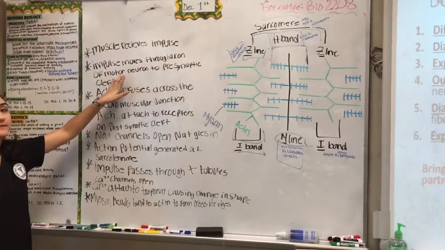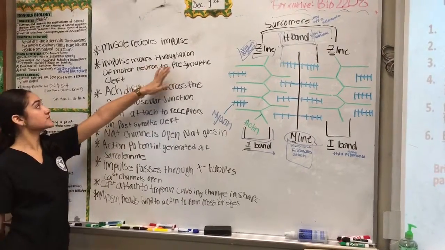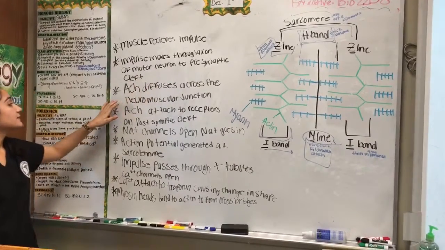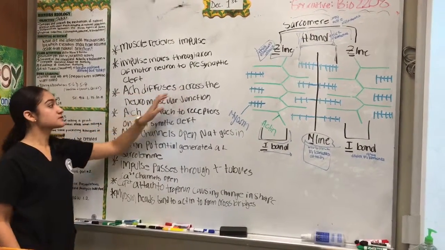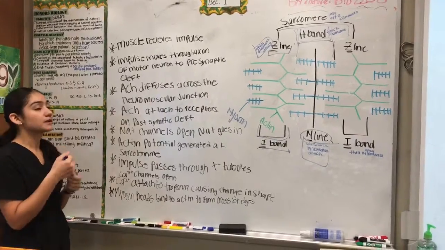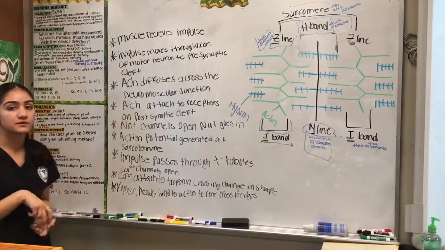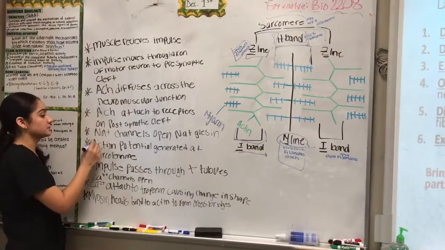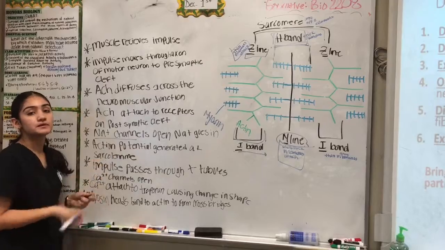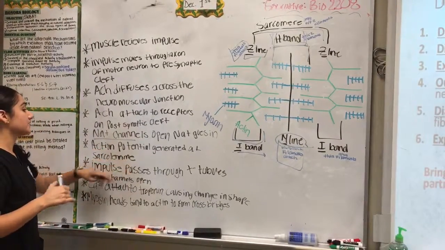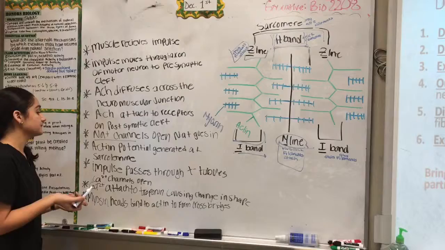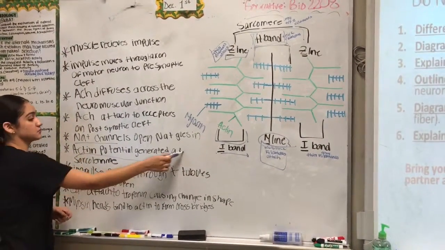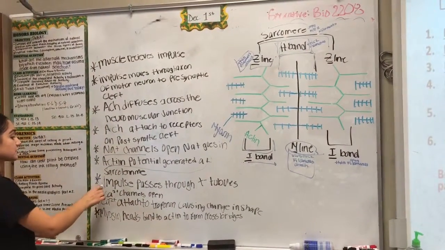This is the impulse, and then the impulse will move through the axon of the motor neuron to the presynaptic cleft, and then acetylcholine will diffuse across the neuromuscular junction. The acetylcholine will attach to receptors of the postsynaptic cleft, and that will cause the sodium ion channels to open. The sodium ions will go inside, and that will cause depolarization in the postsynaptic cleft, and then an action potential is generated at the sarcolemma.